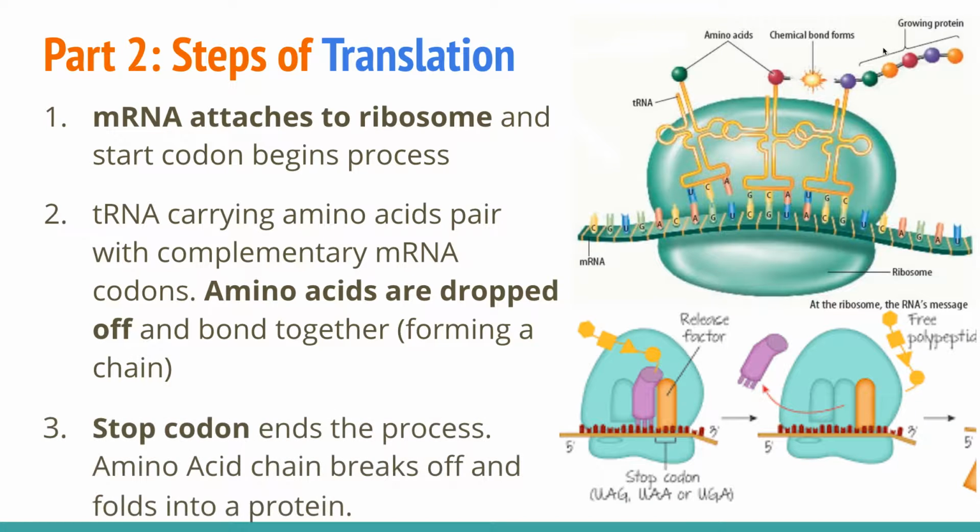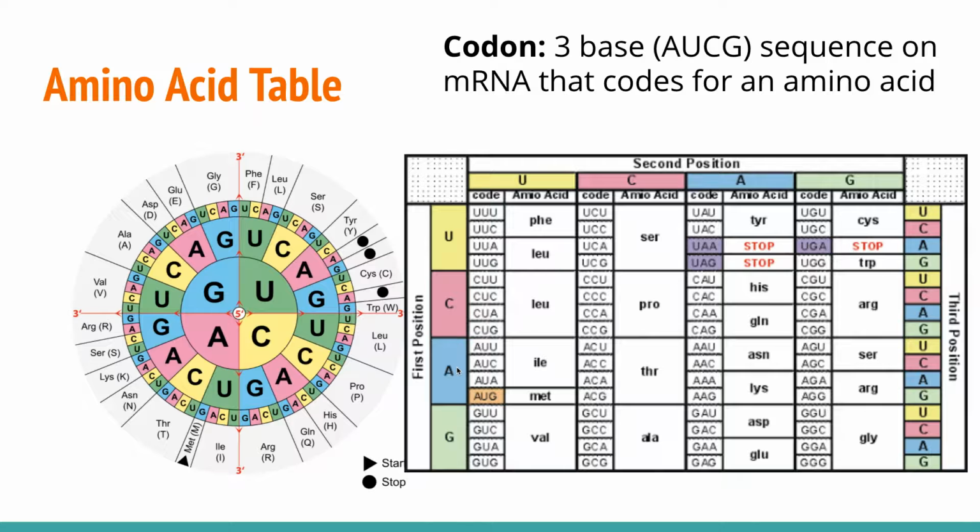And then the stop codon ends the process of the amino acid chain, and it breaks off and folds into the protein. So there are different stop codons, and at the end of that section, it breaks off so that area gets coded for that specific protein, essentially. So remember, a codon is a 3-base sequence on the messenger RNA that codes for an amino acid.